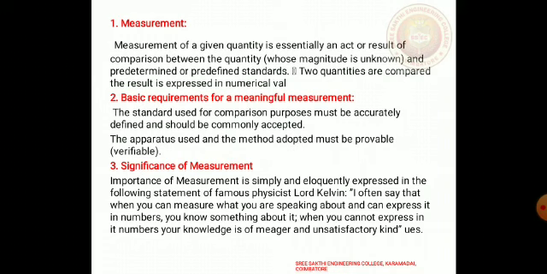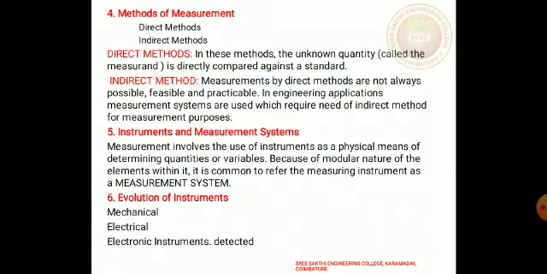Measuring instruments. It may be defined as a device for determining the value or magnitude of a quantity or variable. Methods of measurements. There are two types of methods used: first one is the direct method, second one is the indirect method. In the direct method, the quantity is directly compared with the standard. The indirect method is used when direct measurement is not always possible and practicable. In engineering applications, measurement systems are used which require the indirect method of measurement.